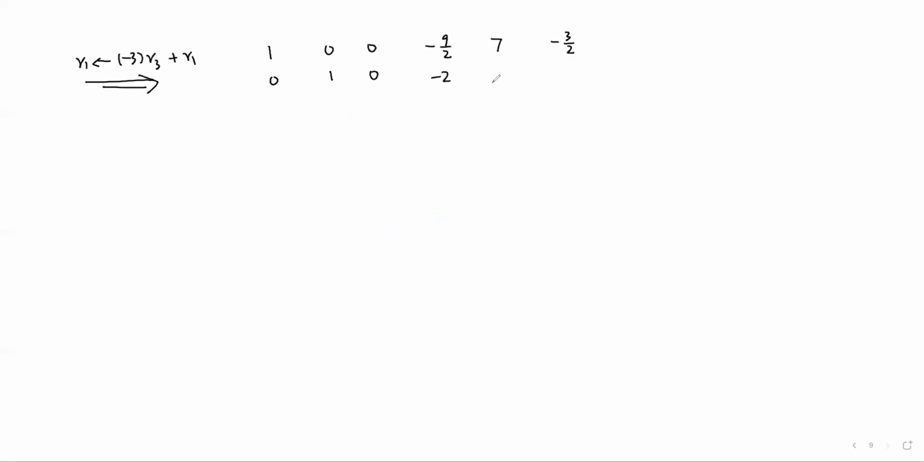Okay. Then here is 4, -1. 0, 0, 1. Row 3, no change. 1/2.